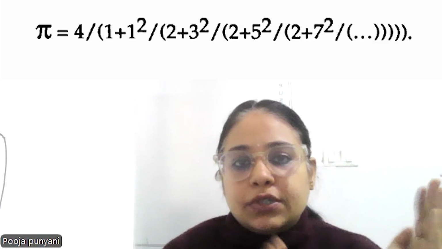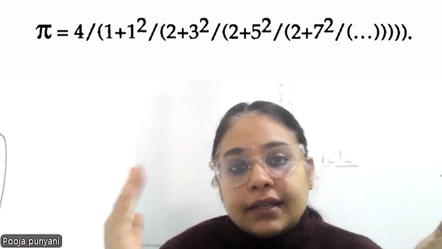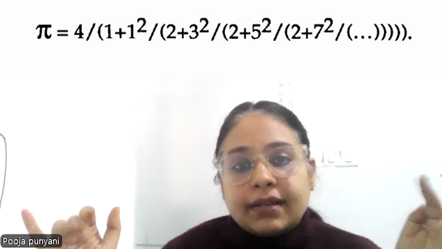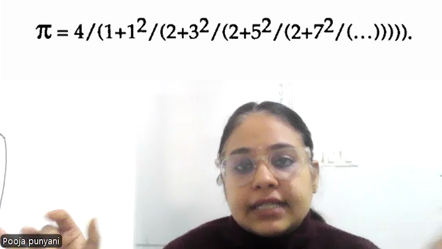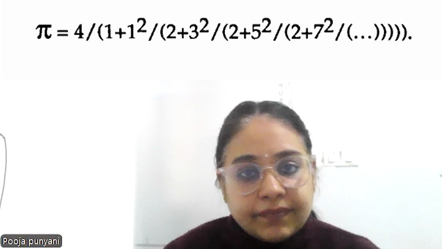So pi, for example, can be written as pi equals 4 divided by 1 plus 1 square divided by 2 plus 3 square divided by 2 plus 5 square, and so on and so forth.